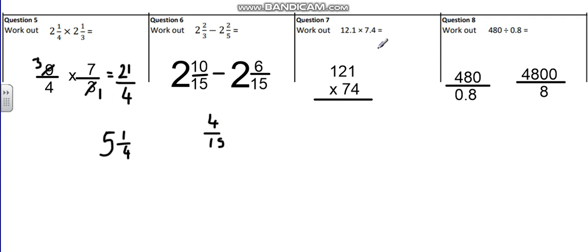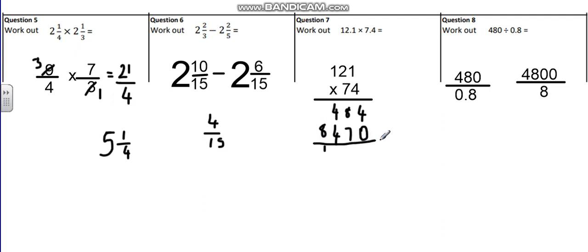Okay, so we're multiplying decimals. So to start with, I'm just going to ignore the decimal point and do 121 times 74. So I'll get 4 1s are 4, 4 2s are 8, and 4 1s are 4. Okay, so that's 4 times 121. Now I'm doing 70 times 121, so I need to put the 0 in there. So it's 10 times bigger. 7 1s are 7. 7 2s are 14, so that's 4, carry 1. And 7 1s are 7, add the 1 is 8.